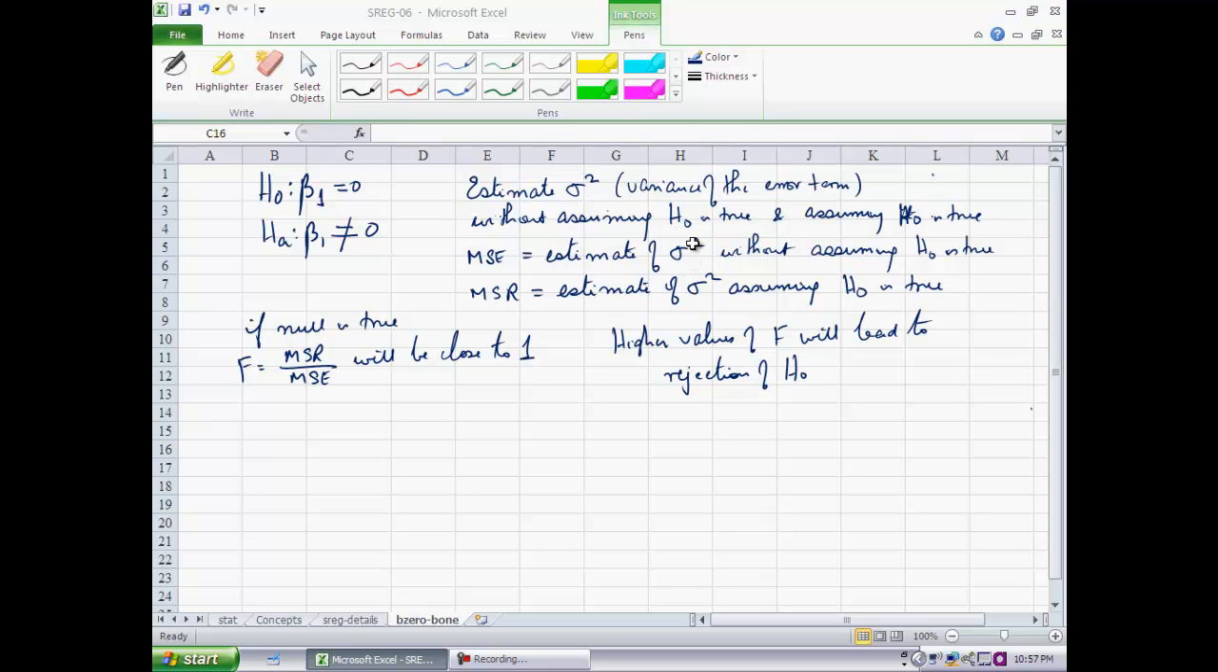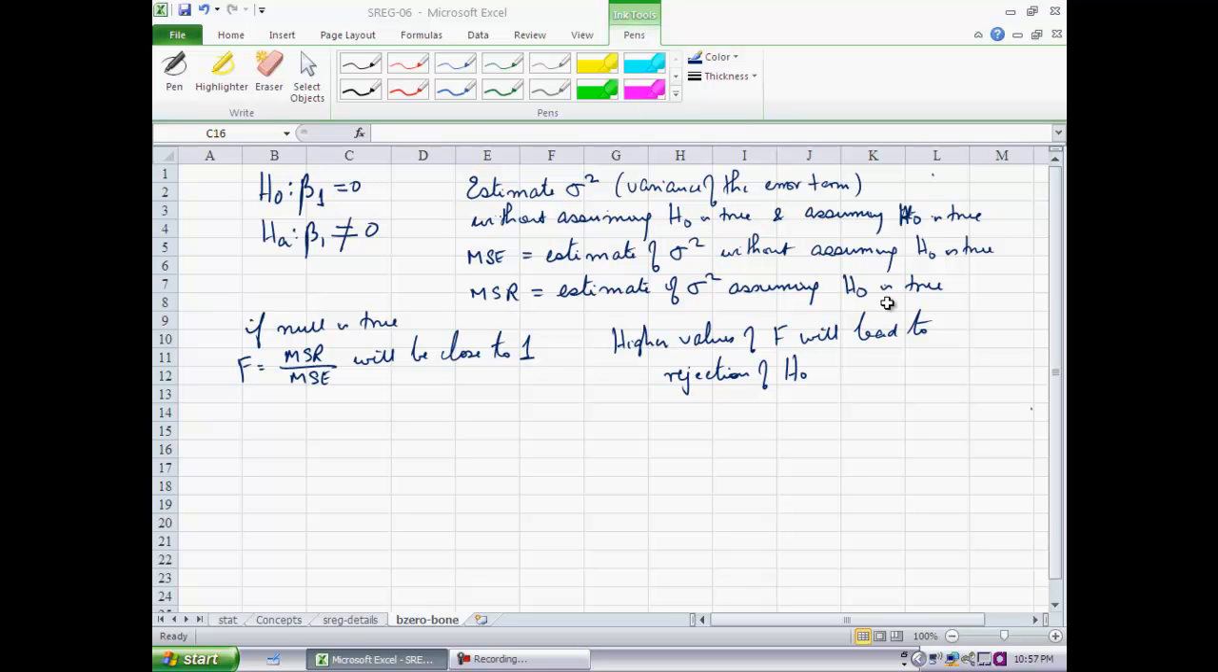Sigma squared is the variance of the error terms. The assumption was that these error terms are normally distributed. So MSE is an estimate of sigma squared without assuming that H0 is true, without assuming that beta 1 is 0. Now it can be shown that MSR is also an independent estimate of sigma squared, assuming that the null is true.